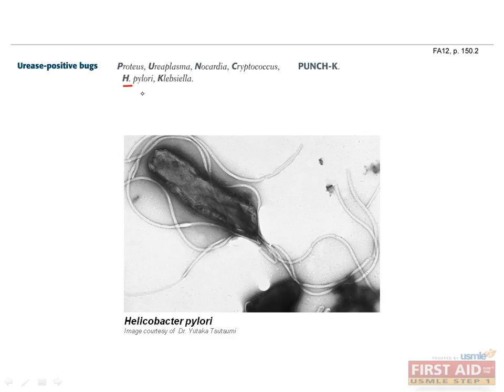Other bugs in addition to H. pylori which have urease include Proteus, Ureaplasma, Nocardia, Cryptococcus, and Klebsiella.